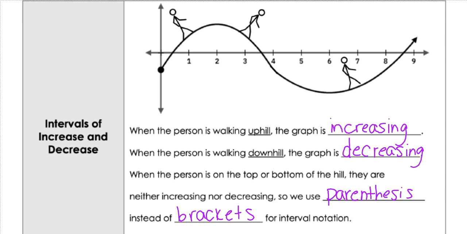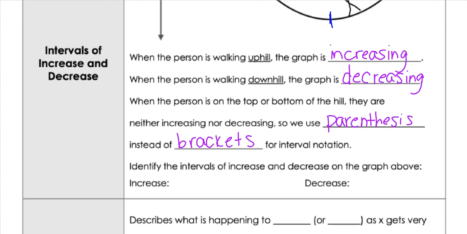So for this graph, we're going to identify the intervals of increase or decrease. Sometimes it helps me to sketch it out. The guy is walking uphill until he gets right here, then he's walking downhill until he gets to here, and then he's walking uphill again. So he's increasing from 0 to 2, and again, we're using parentheses for that. And so we use the union symbol.